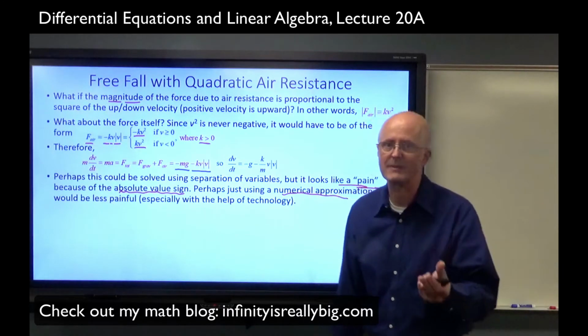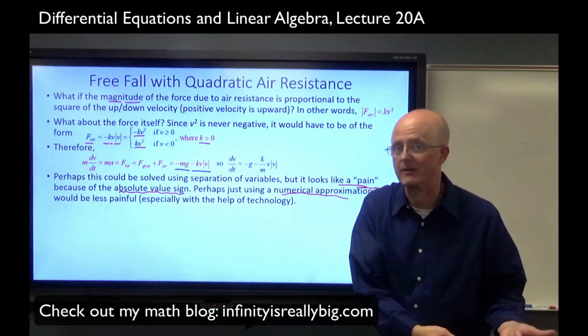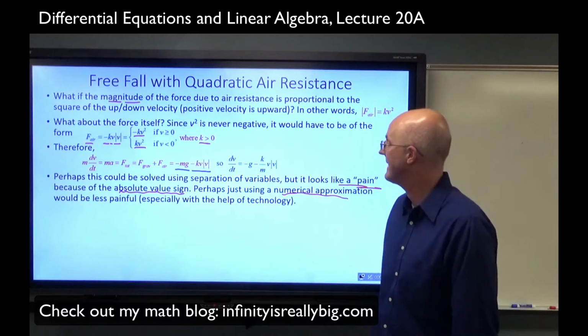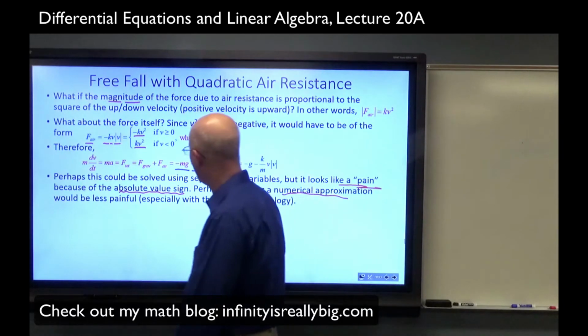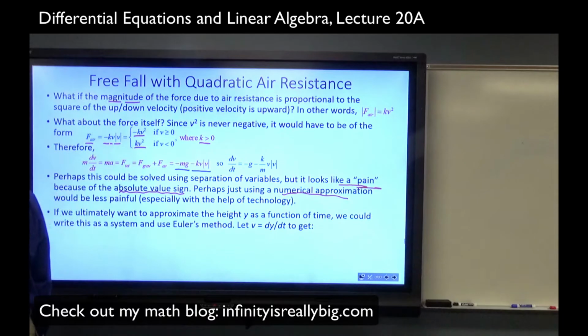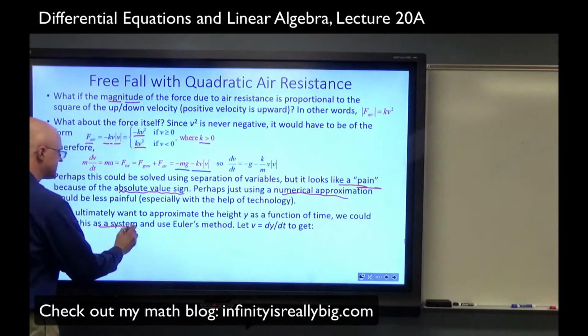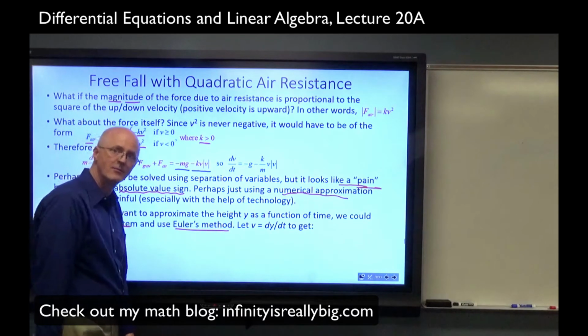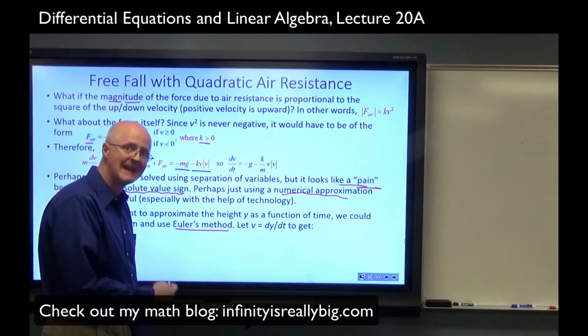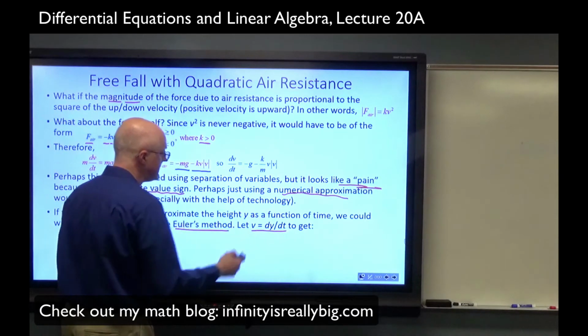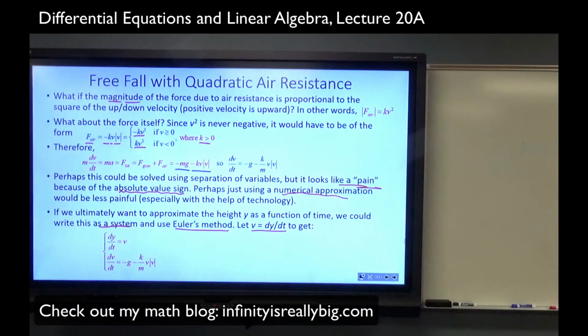If we're going to do Euler's method completely by hand, even with calculator help, it's kind of a pain still. But if we can program Mathematica with NestList to do this, that'll be nice. We can get the output pretty quickly. If we ultimately want to approximate y as a function of time, it is probably best, not absolutely necessary, to write this as a system and use the Euler's method for systems that I talked about in lecture 19a. Go ahead and let dv/dt, v be dy/dt to get a system.